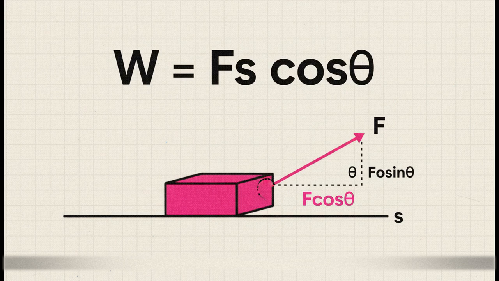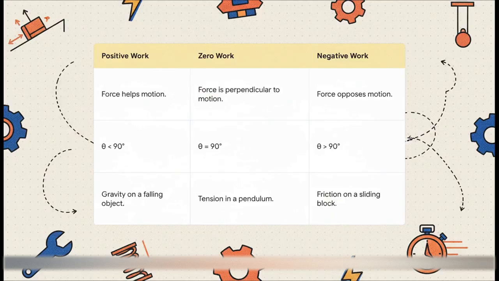And remember this. Force and displacement are vectors. They have direction. But work? Nope. It's a scalar. Just a number. So that angle theta, it's a huge deal. It decides if the work is positive, negative, or even zero. Look, if the force is helping the motion, like gravity pulling an apple down, the work is positive. If the force is perpendicular to the motion, think about the string on a pendulum, it's doing zero work. And if the force fights the motion, like friction, the work is negative. This is such a basic concept, but they love to build tricky multiple-choice questions around it.